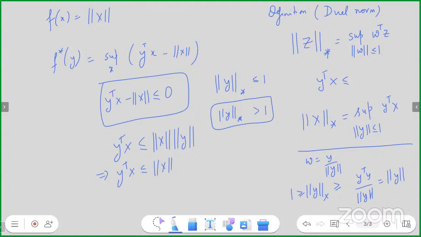For which its own norm is less than 1, but W transpose Y is greater than 1. In particular, sorry, that is, the norm of Y is greater than 1. What do I need? Look at the expression, what I need. Again, I need Y transpose X. Something to say about Y transpose X.